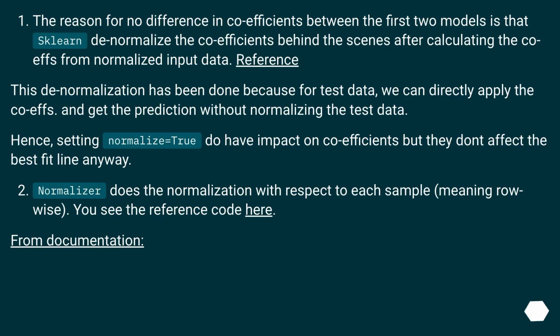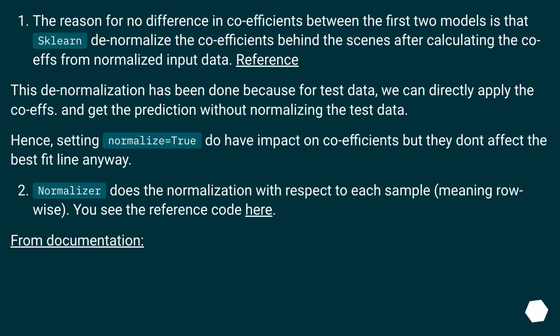The reason for no difference in coefficients between the first two models is that LinearRegression denormalized the coefficients behind the scenes after calculating the coefficients from normalized input data. Reference. This denormalization has been done because for test data, we can directly apply the coefficients and get the prediction without normalizing the test data. Hence, setting normalize equals true does have impact on coefficients, but they don't affect the best fit line anyway.